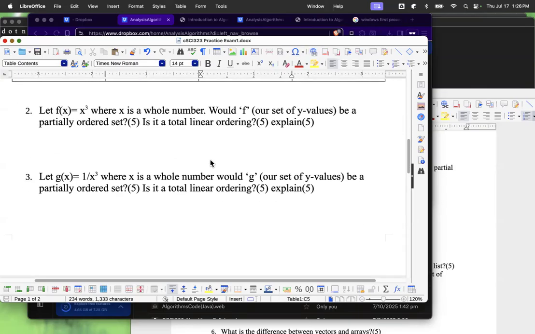Now, here's an interesting one here for number three. I'll give you a hint. The two of them are not necessarily the same. Let g of x equal 1 over x cubed, where x is a whole number. Would g, our set of y values, be a partially ordered set? Is it a total linear ordering? Explain. So you need to know the difference between partial orderings and total linear orderings.